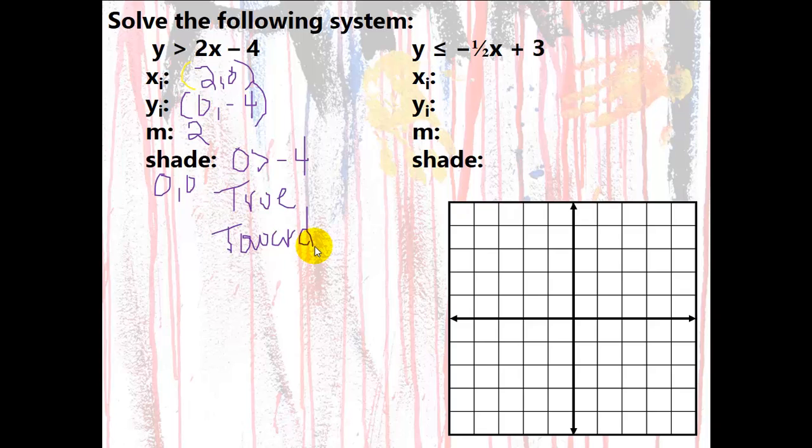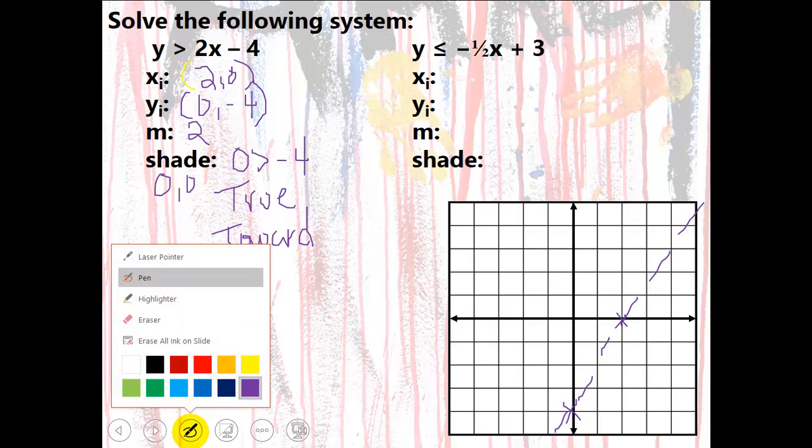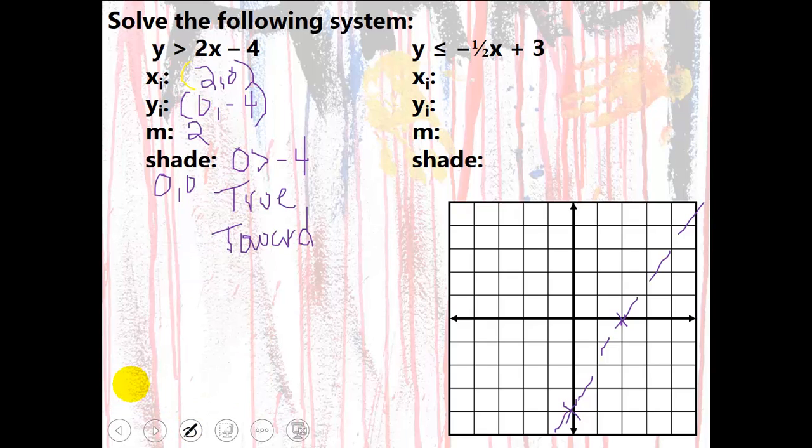So I have 2, 0, and I have 0, -4. And I'm going to use a dashed line for this. And then I'm going to shade. I'm going to shade towards. That's my first line.